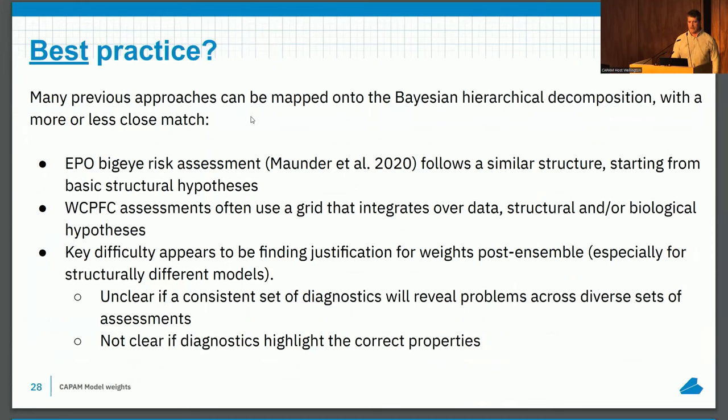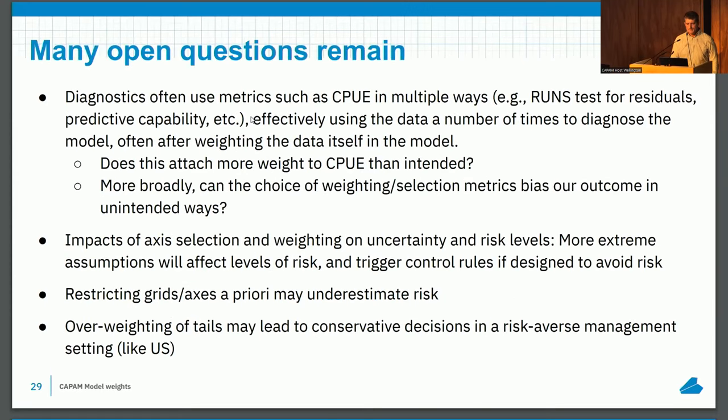So as I mentioned, I think right now the EPO Big Eye risk assessment for me is the gold standard of the approach, taking this tree-based approach to both presenting and setting up your ensembles, which I think is really good. And I think the key difficulties are really finding justification for the weights that we use post-ensemble. And I think there's a lot of work to be done, a lot of research questions that are still open there on which diagnostics to use when. And I think I'll probably just leave it there. We're still a way from being able to theoretically justify the weights that we use.